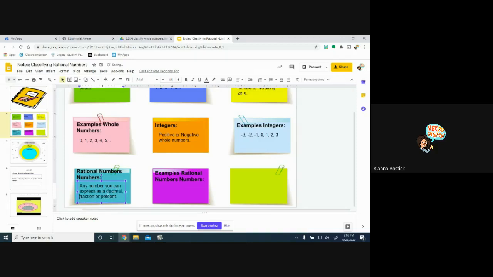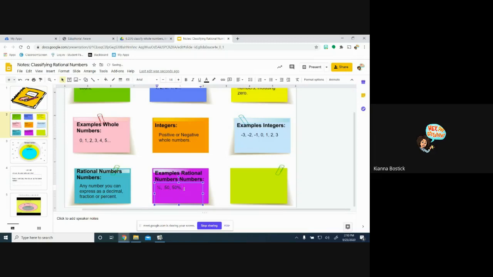Okay, so any number you can express as a decimal, fraction, or percent. So examples of rational numbers, we might want to put 1/2. You can also do 0.5 or 0.50, which is equivalent or equal to 1/2. Or we could even say 50%. If you're looking for the percent sign, you click Shift and then push 5, and that would be your percent sign. So we could have some rational numbers like that.